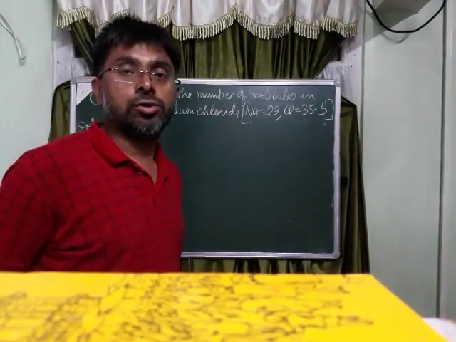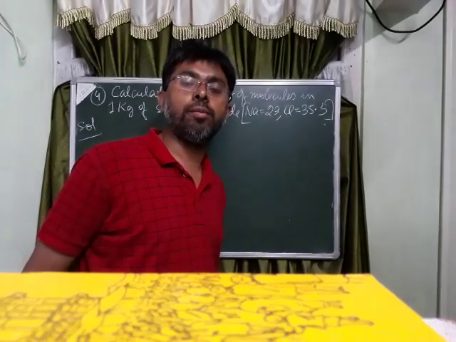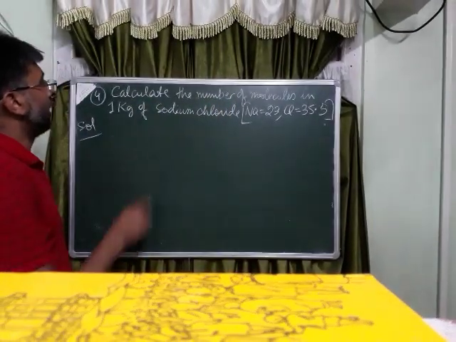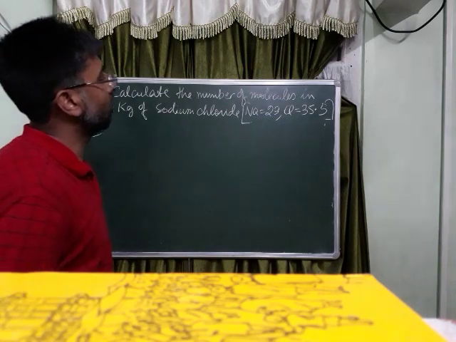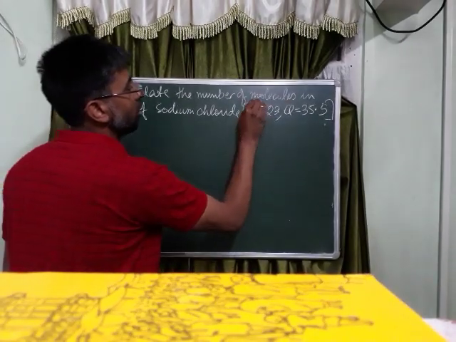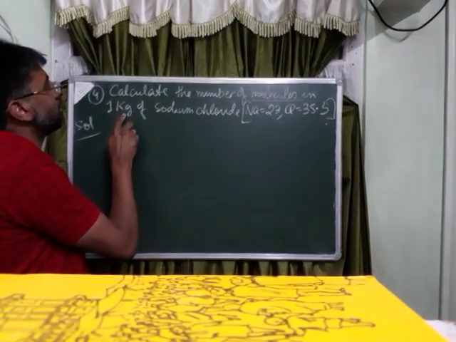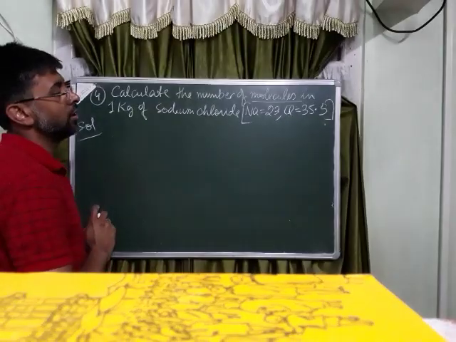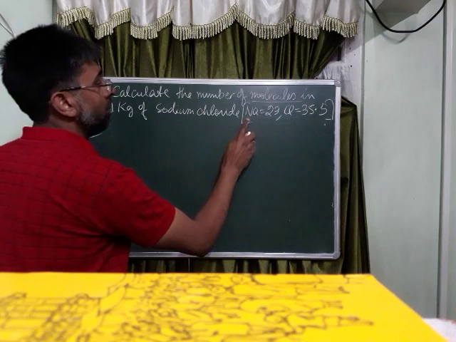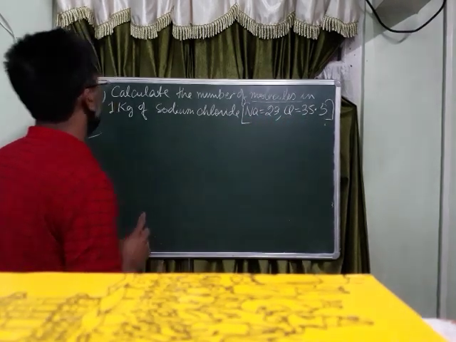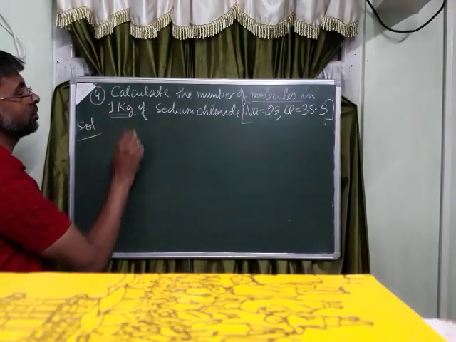Okay, now let us look at the fourth sum, the problem based on mole concept and Avogadro's number. Please copy this sum again. Calculate the number of molecules present in 1 kg of sodium chloride. Given atomic mass of sodium is 23 and chlorine is 35.5. 1 kg of sodium chloride.